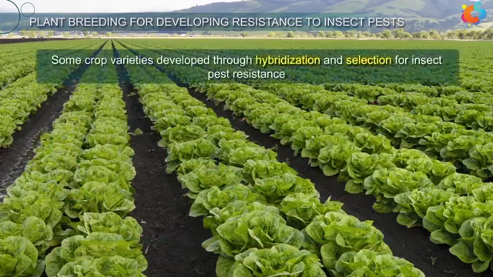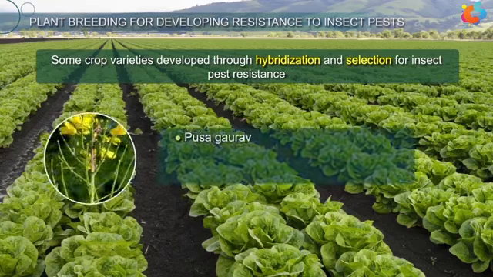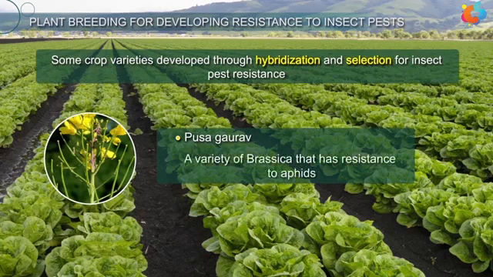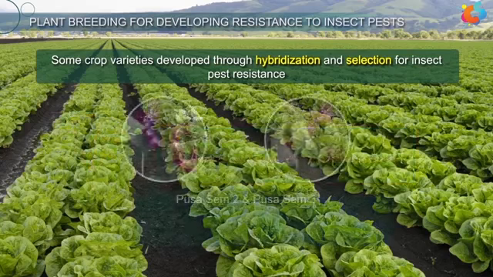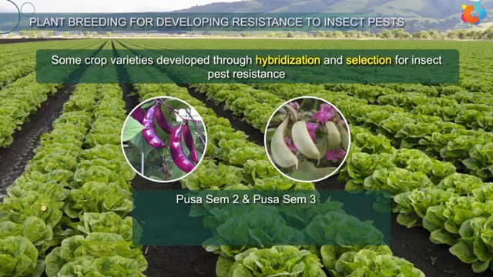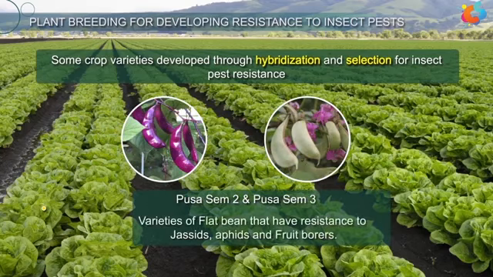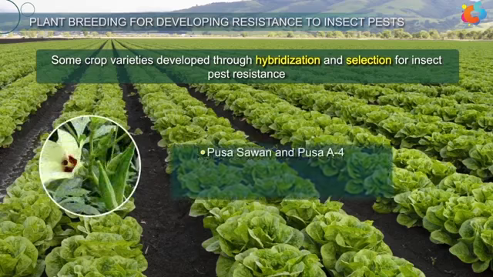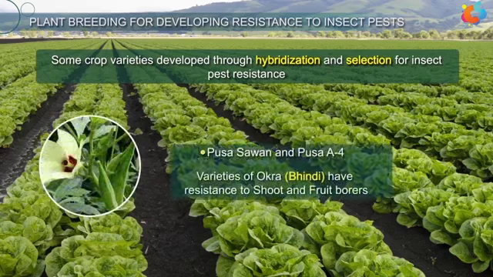Some crop varieties developed through hybridization and selections for insect pest resistance are Pusa Gaurav, a variety of brassica that has resistance to aphids. Pusa Sem 2, Pusa Sem 3 are varieties of flat bean that have resistance to jassids, aphids and fruit borers. Pusa Sawani and Pusa A4, varieties of okra, bhindi, have resistance to shoot and fruit borers.